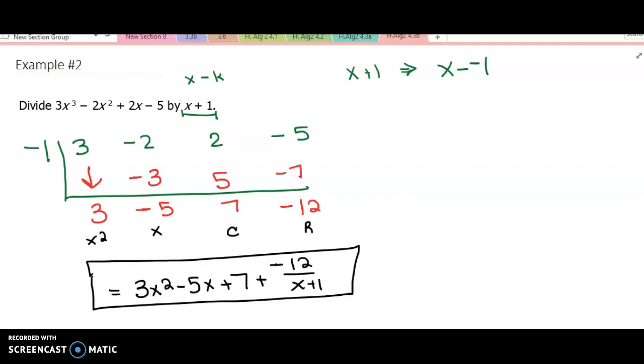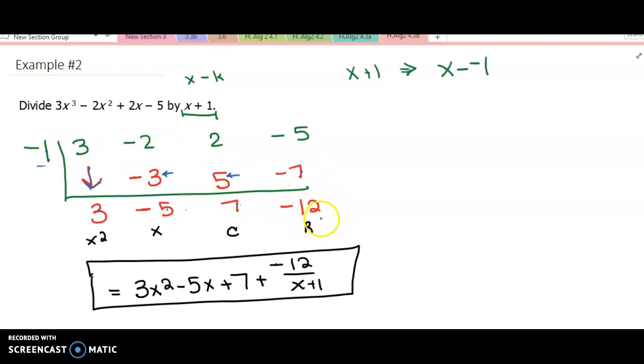All right, so this is what you should have gotten. Now, as you remember, we just bring the 3 straight down. 3 times -1 is -3. And then we find the sum of these. So -2 plus -3 is -5. -5 times the -1 is a +5. And then 2 plus 5 is 7. 7 times -1 is -7. And we get a remainder of -12.